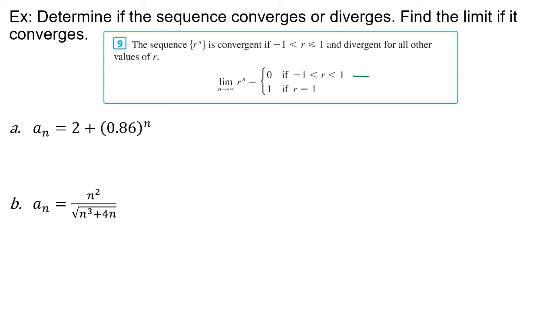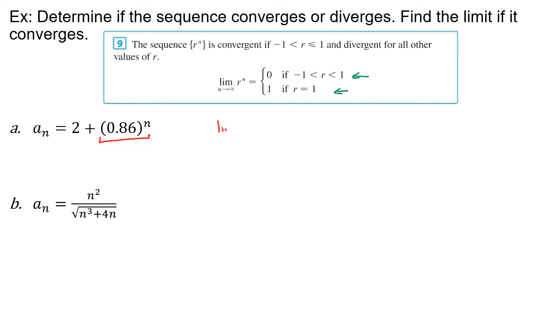So that's what this one says. If you're strictly between -1 and 1, it goes to 0. If you're exactly equal to 1, then it goes to 1. And any other options would be divergent. So on this first problem, a sub n equals 2 plus 0.86 to the n. This part is what this theorem, this little blue box above it, is telling us about.